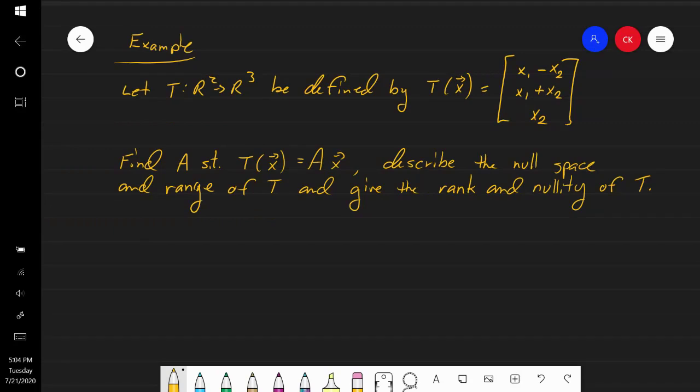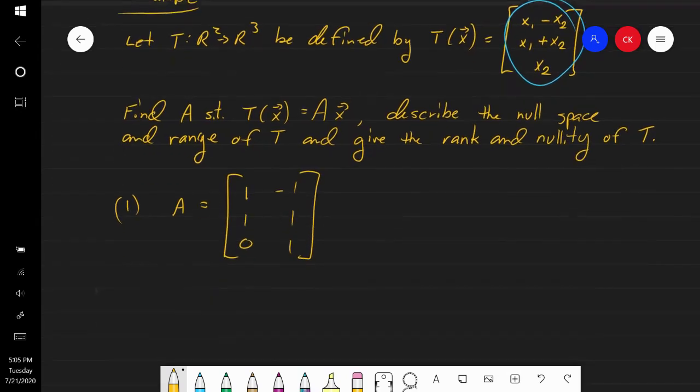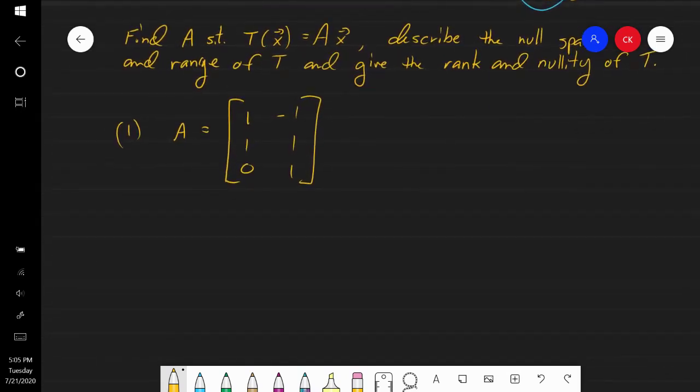So first things first, we'll get that matrix of transformation because that is going to tell us all the other information. And we can find the matrix of transformation again by looking at the coefficient matrix that is made up of the coefficients off of our transformation. So that would be 1, minus 1, 1, 1, and 0, 1. So there's A. And now we want to find some more information. So we need the null space and the range of T, and then of course from that we can determine the rank and the nullity of T.